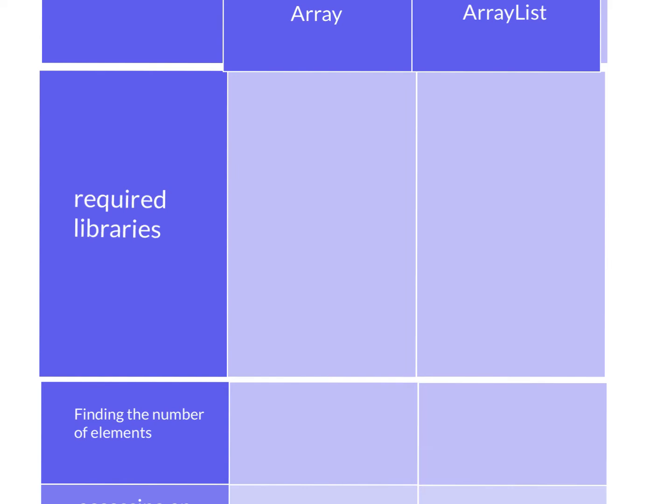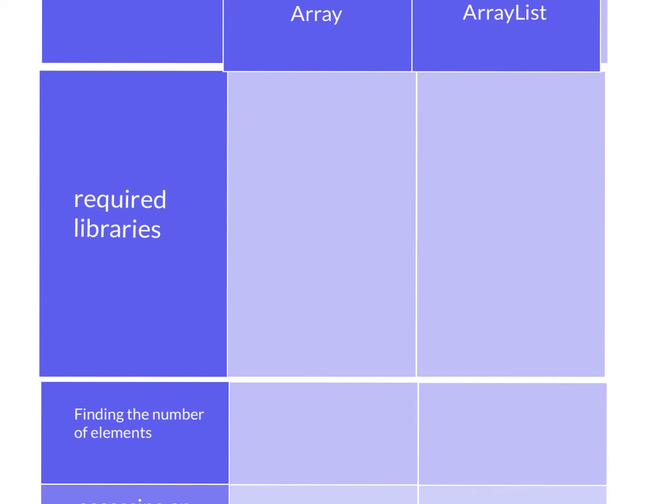Hello everyone, and welcome to part 2 of comparing arrays to array lists. In this case, we're going to look specifically at how we code them. In the previous video, we looked at theoretically how they're different and what the pros and cons are of how we're storing data in them, and now we're going to look at the exact coding differences.